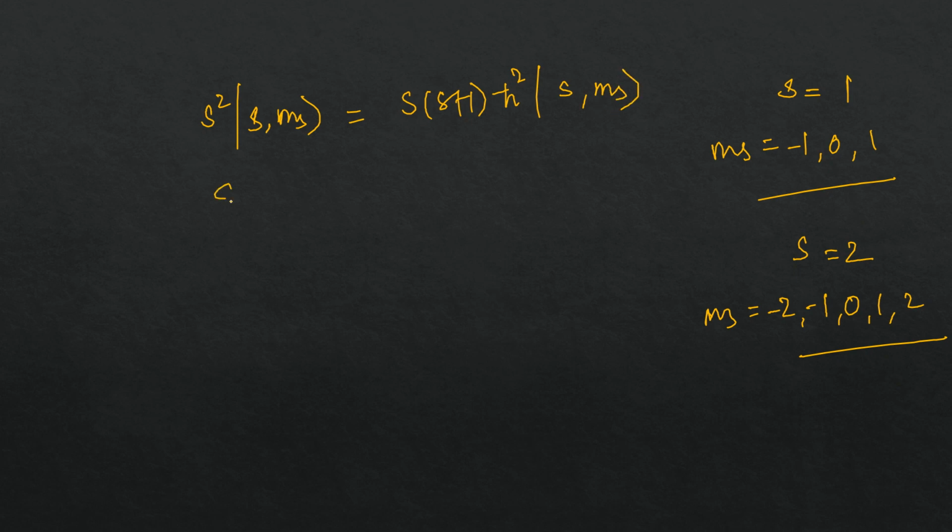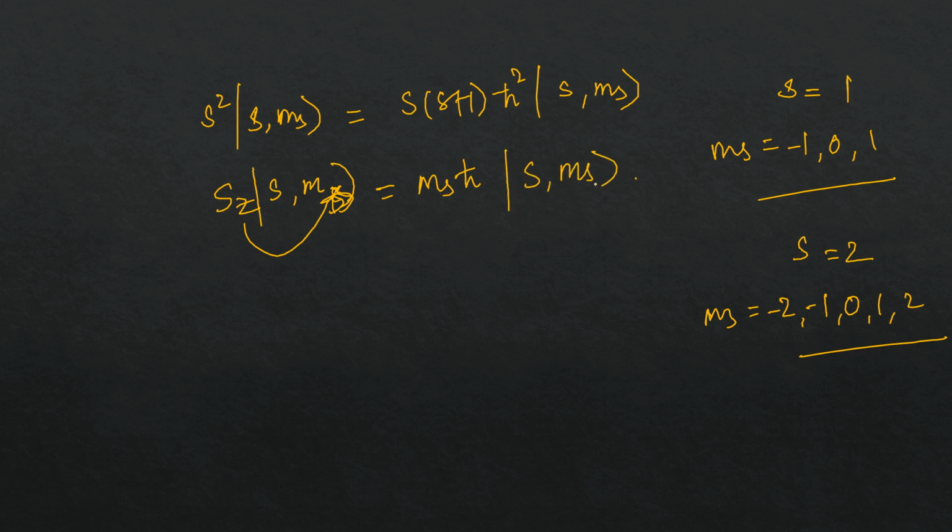For example, Sz is acting on it. Sz acts on this, so Sz on |S, Ms> is equal to Ms h cut |S, Ms>. These are two very important formulas. Now, ladder operators.